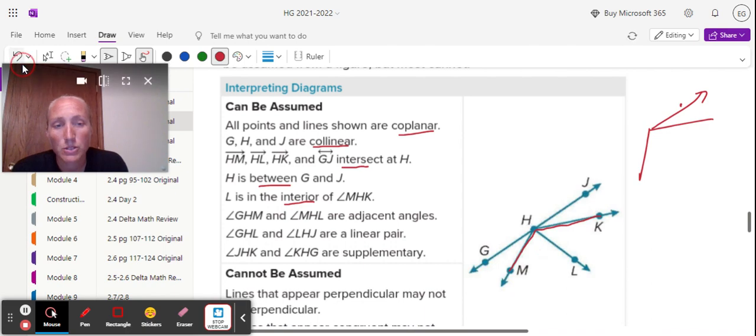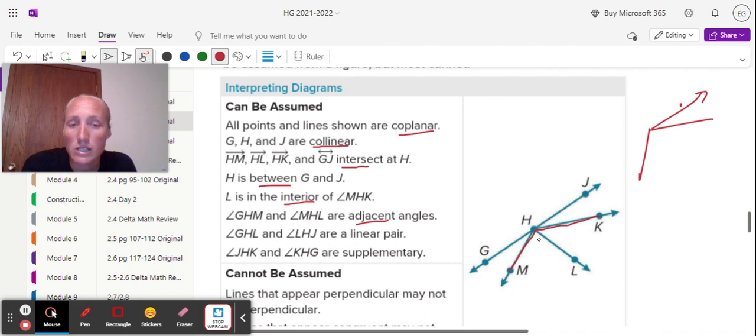Again, just going to back up just a second. There you go. Then we have angles that are adjacent. We used this word earlier, and we are going to use it quite a bit. You can assume that angles drawn that way are adjacent. If they share a side, the ones used here are GHM, this angle over here, and MHL, this angle right here, and they are adjacent to each other. That's absolutely true, so you can make that assumption.